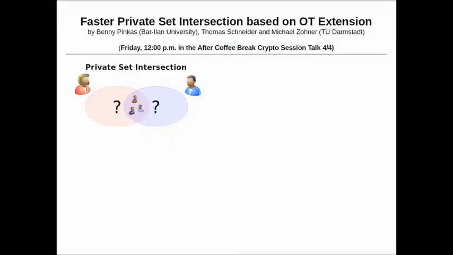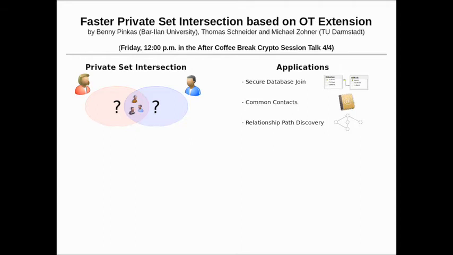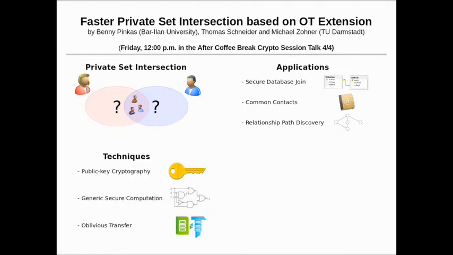Private set intersection allows two parties to identify the elements they have in common without revealing any element that is not in the intersection. Its application ranges from secure database join operations over common contact discovery to relationship path discovery in social networks. Existing private set intersection protocols are based on different cryptographic techniques such as public key cryptography, generic secure computation, or oblivious transfer.